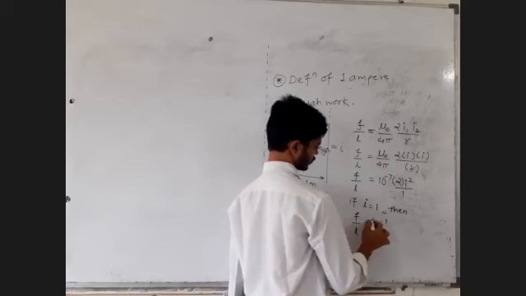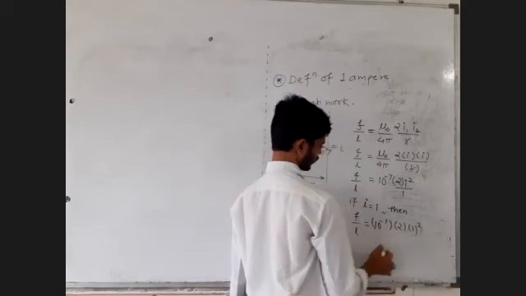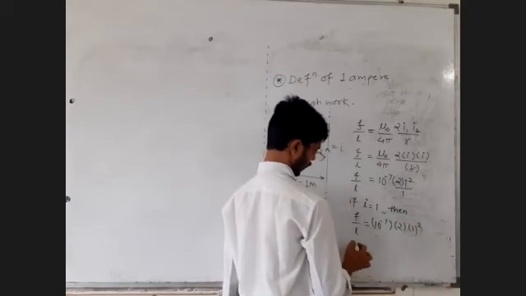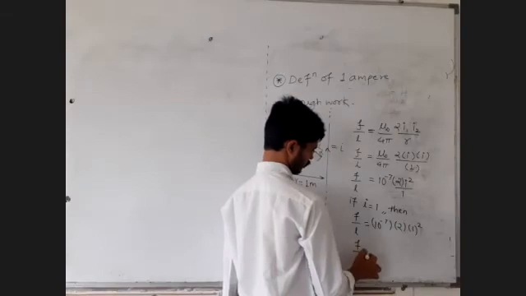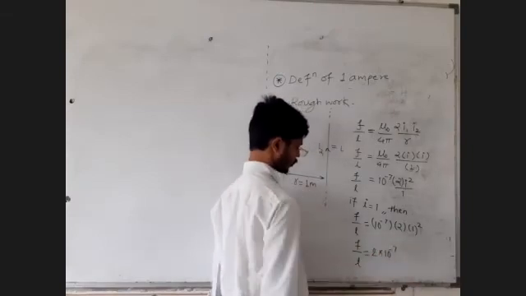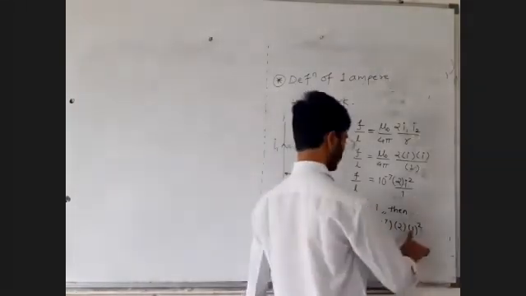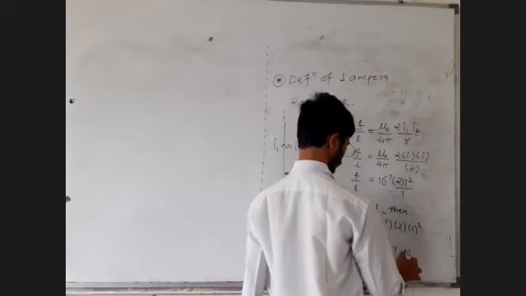10 raised to minus 7 into 2 into 1 square upon 1. So the force per unit length value becomes 2 into 10 raised to minus 7, if I is equal to 1. Of course, Newton per meter.